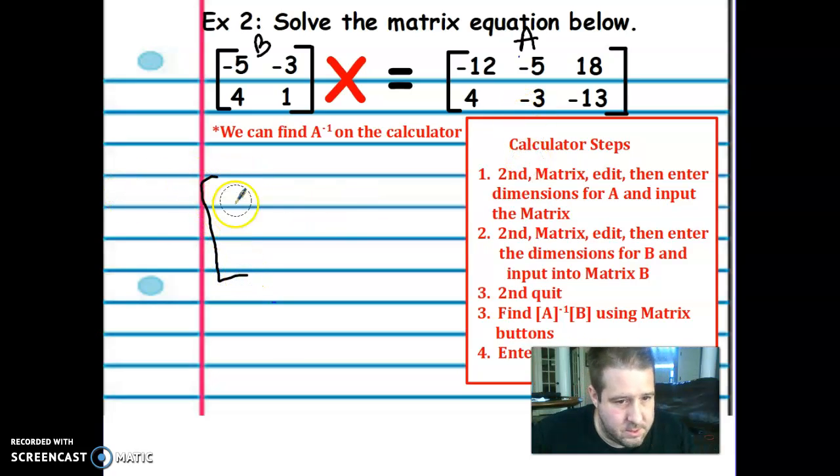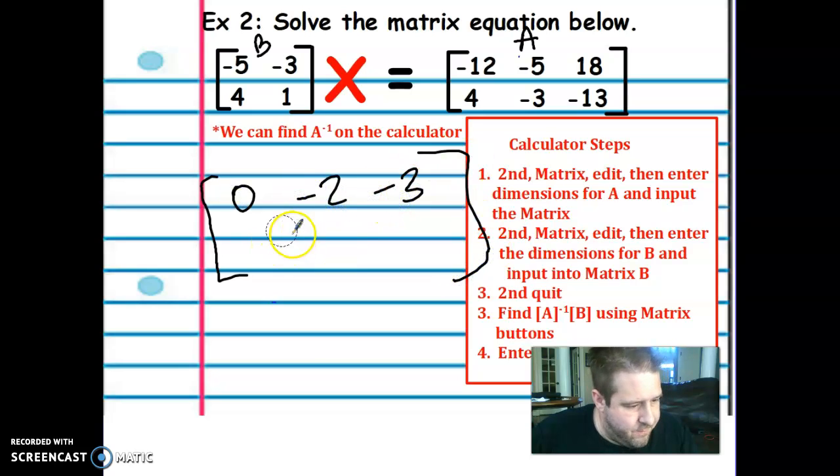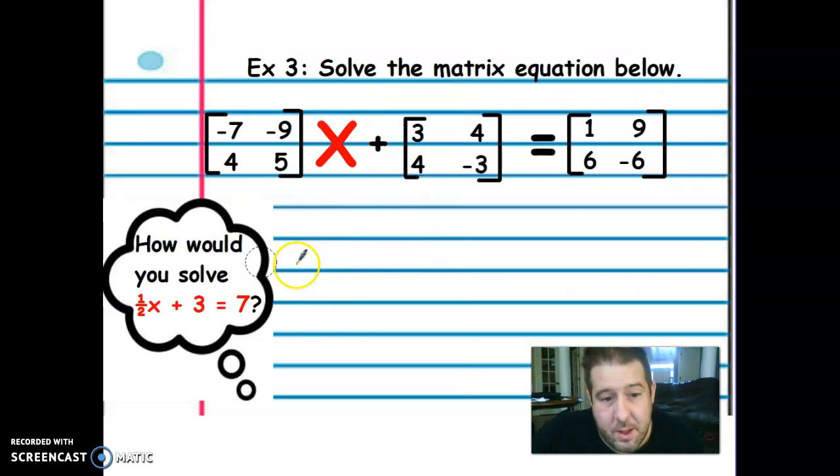And that's it. So it's going to be 0, -2, -3, and then 4, 5, -1. And there's your answer. All right, so one more example of that, but let's say we see a two-step equation here. So what if we have multiplication and addition? So what would you do first? You would subtract 3 from both sides. So that's what I'm going to do first.